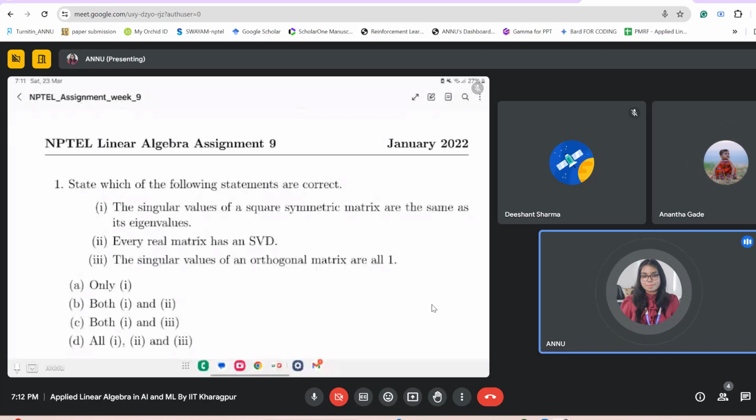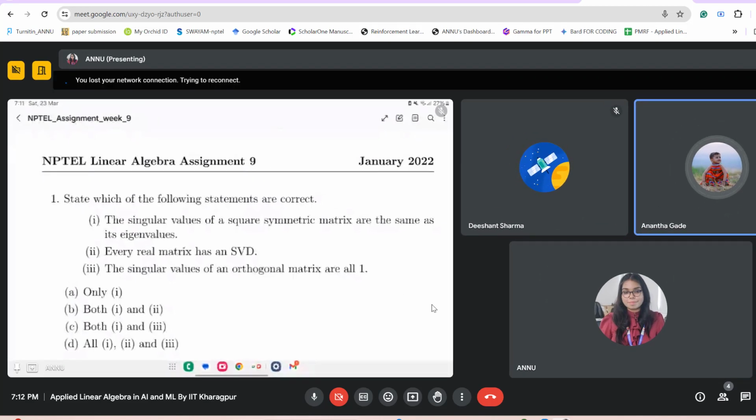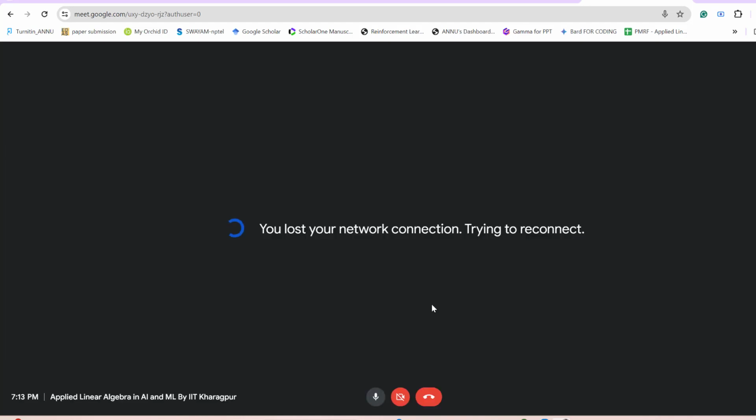The singular values of a square symmetric matrix are the same as its eigenvalues. Why is it the same? In which condition is every eigenvalue of a matrix similar to a singular value? Okay, so see, similar matrices are different here. What we said about similar matrices is that A and B are similar if there exists an invertible matrix.